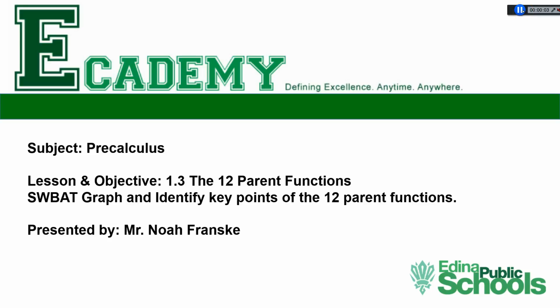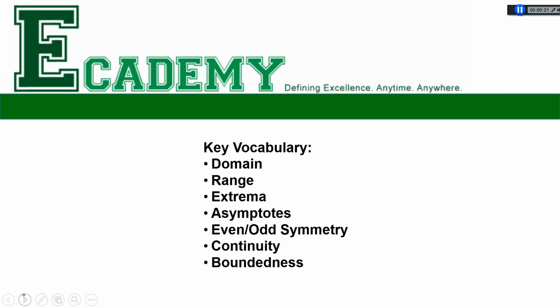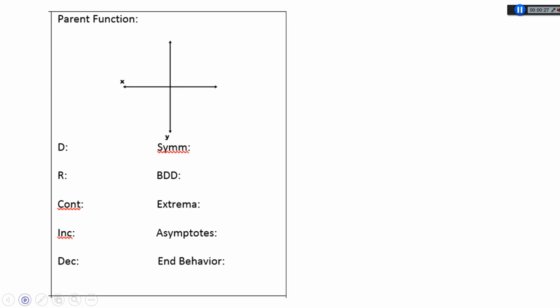Today we're going to just jump in and continue on our 12 parent functions. We covered 5 of them already. That was x, x squared, x cubed. We did root x, and we did 1 over x. So we're going to continue on today with the next 4 parent functions. So let's change this color to be a little less violent and see what we get. Same things we talked about last time: domain, range, extrema, asymptotes, even odd symmetry, continuity, and boundedness.